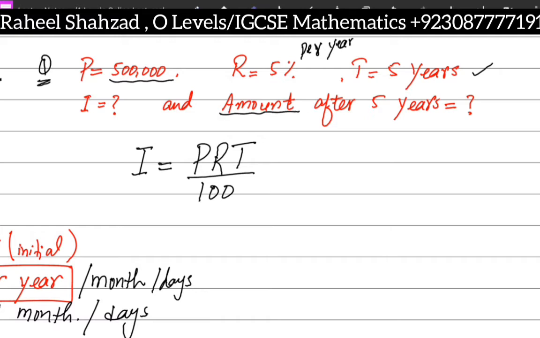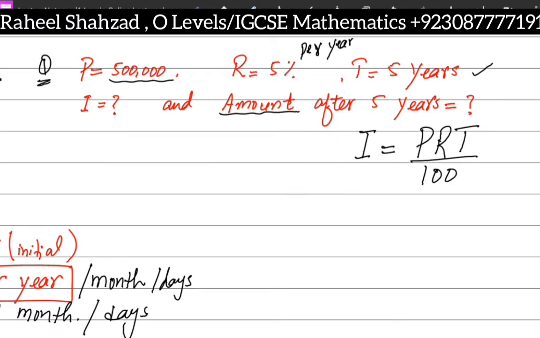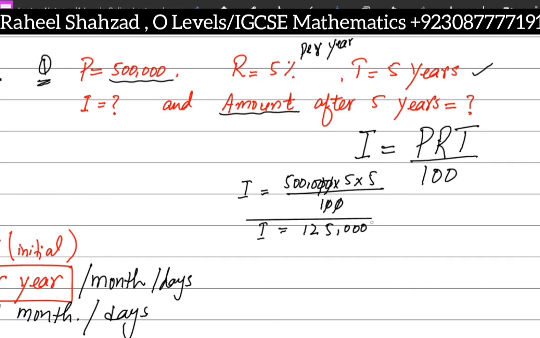We know that the formula for interest is I equals PRT by 100, right? Let's put the values that we have in it. So interest will be equal to the principal, 500,000, into the interest rate 5, into 5 years, divided by 100. So 5 5s are 25, and 5 25s are 125. So 125,000 is the amount of interest that has been calculated by the bank.